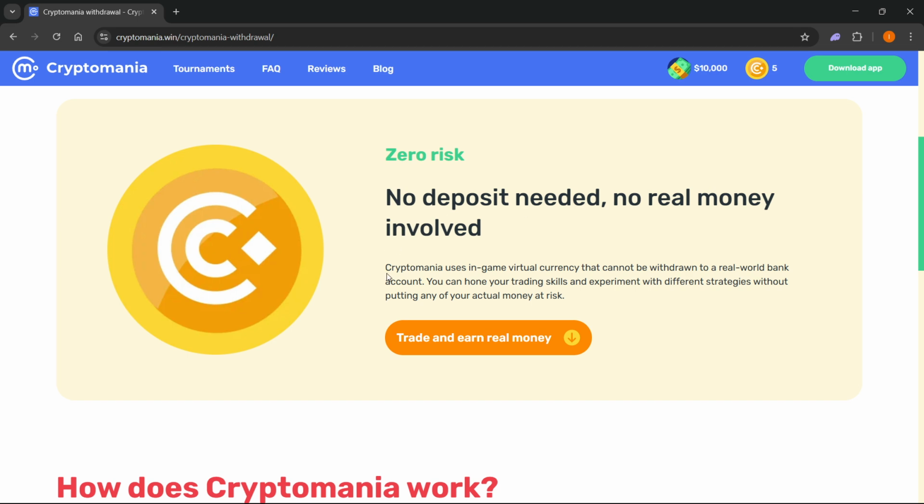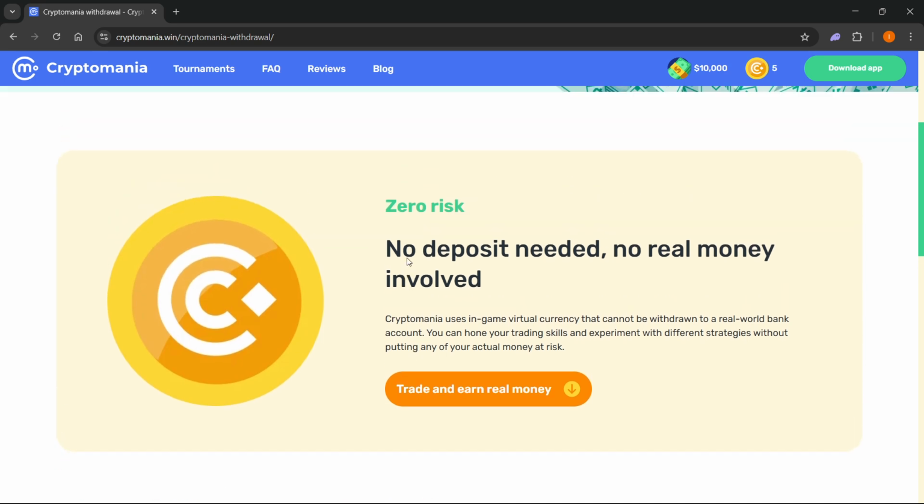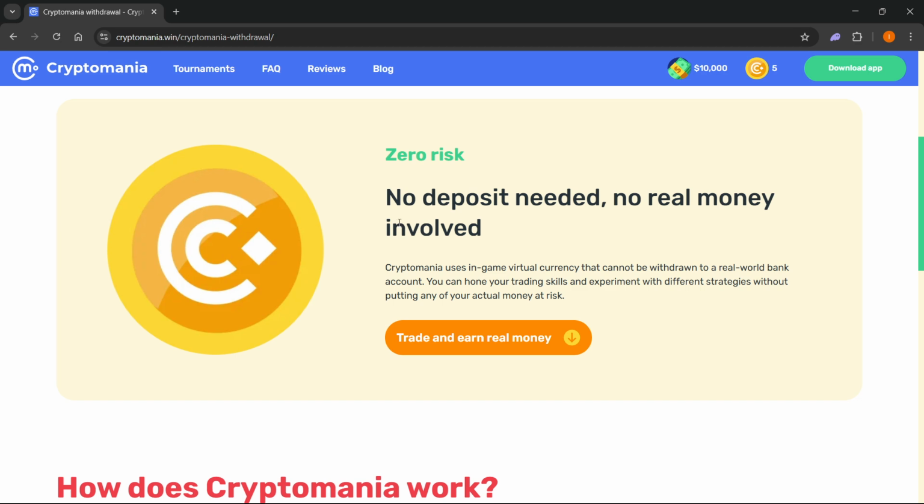So Cryptomania uses in-game virtual currency that cannot be withdrawn to a real-world bank account. Now, you can hone your trading skills and experiment with different strategies without putting any of your actual money at risk. So what this means is all the currency or the virtual money on Cryptomania is basically just a virtual in-game currency that you can't actually withdraw because it's not real money.